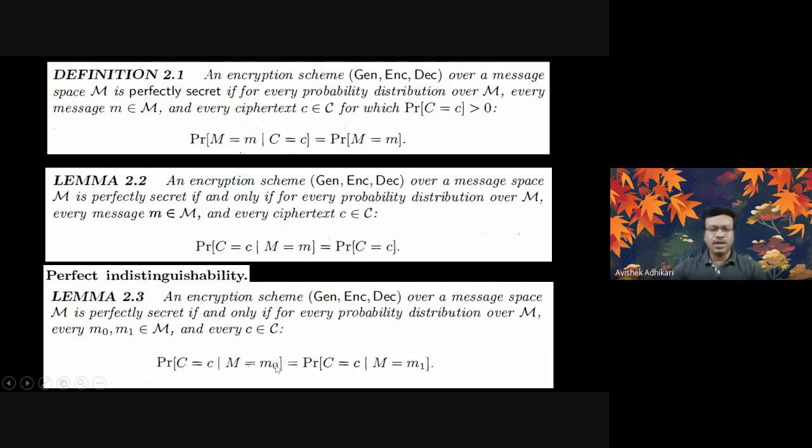If you are given M equal to M0, and I ask you the question, what is the probability of a particular ciphertext? The information that you have must be the same as if I change M0 to M1 and ask you the same question. The same information that you will carry. No extra information. That means if you switch from M0 to M1, you will not get any extra information.